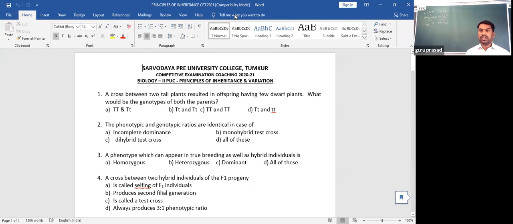Heterozygous always shows only one character, that is dominant. So what is common? For example, capital T, one parent, tall, another is dwarf, small t, small t. Now both are homozygous, but one character should be represented. So in homozygous condition, only one character will be represented, not hybrid character.